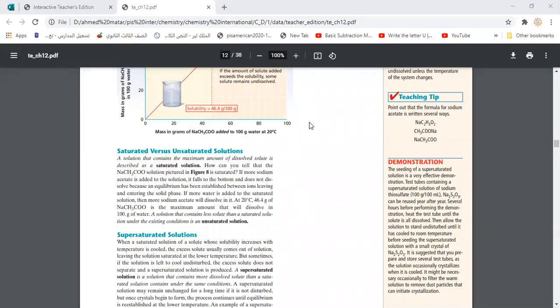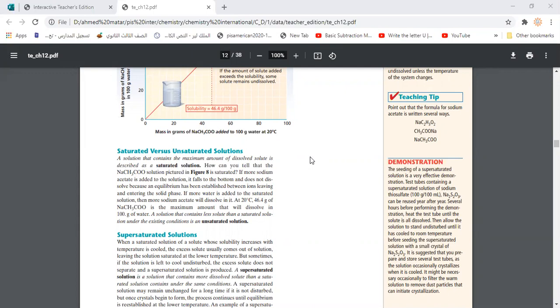Today, inshallah, we're going to continue what we started yesterday. Yesterday, we started to talk about the solubility process, or how the solution process works. That means what happens when we add a solid to a solvent, and the solid starts to break down in the process of solubility.